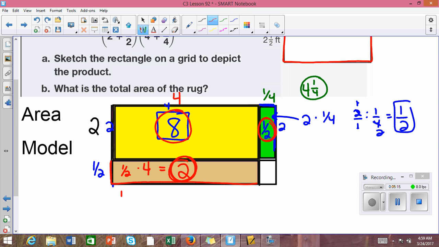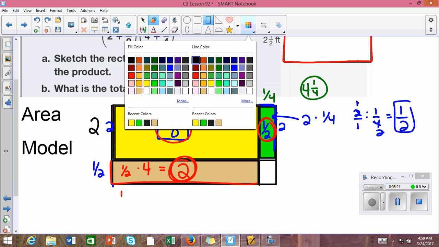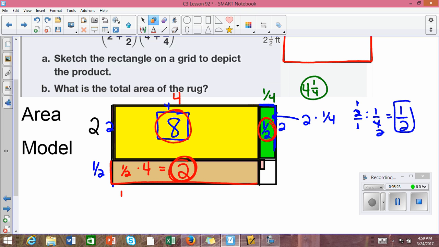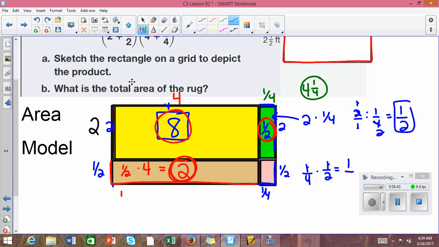So in our last one, we're going to be finding our last little shape down here. And let's do another light color, pink maybe. Everybody loves pink. Okay, there's our last rectangle. This last rectangle is probably the trickiest of all of them. But we can see that this length is 1/4 and our width over here is 1/2. So in order to find that area, we would need to take 1/4 times 1/2, which is equal to 1 times 1 is 1, 4 times 2 is 8, 1/8.